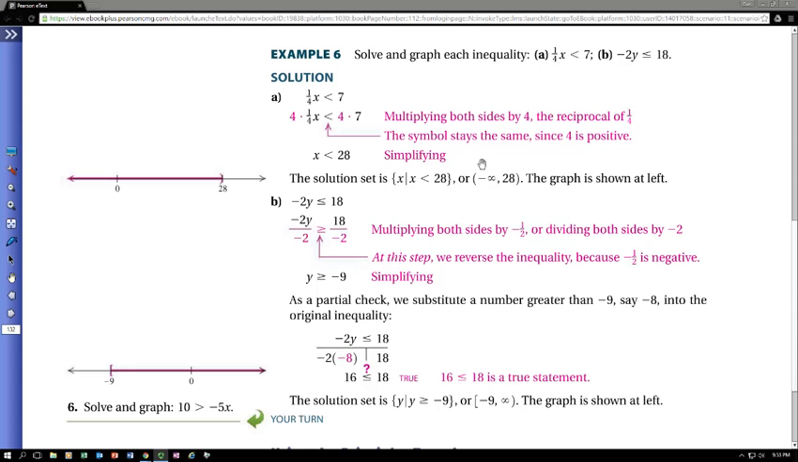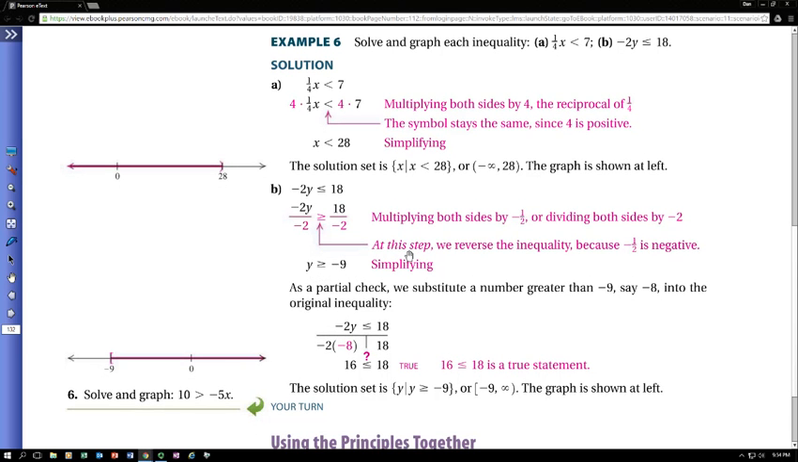Part B here is negative 2y is less than or equal to 18. They show using division, where I would multiply by the reciprocal of negative 2, which is negative 1/2. Now, when you multiply by a negative, I have to reverse the inequality symbol. So it goes from less than or equal to, to greater than or equal to. Especially if you see negatives involved, you definitely want to check your answers against the original to make sure you didn't forget to reverse the inequality symbol. So they end up with y is greater than or equal to negative 9.